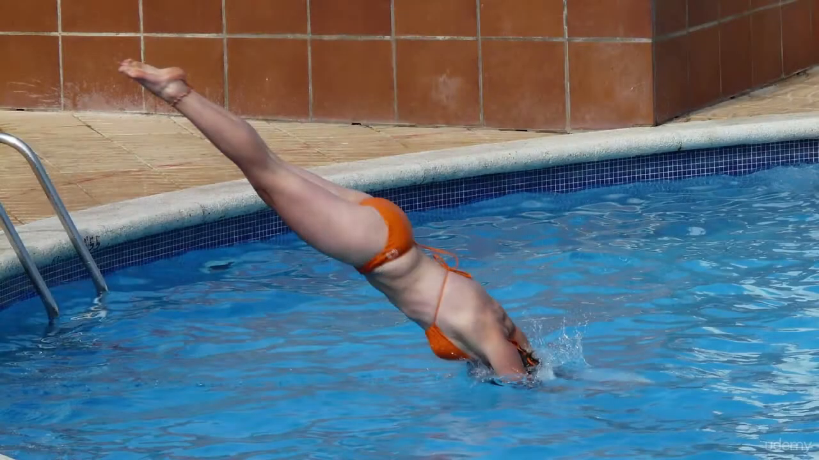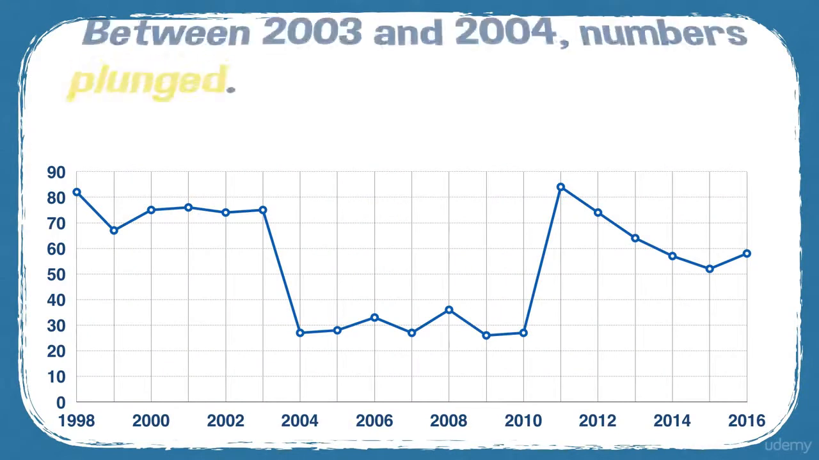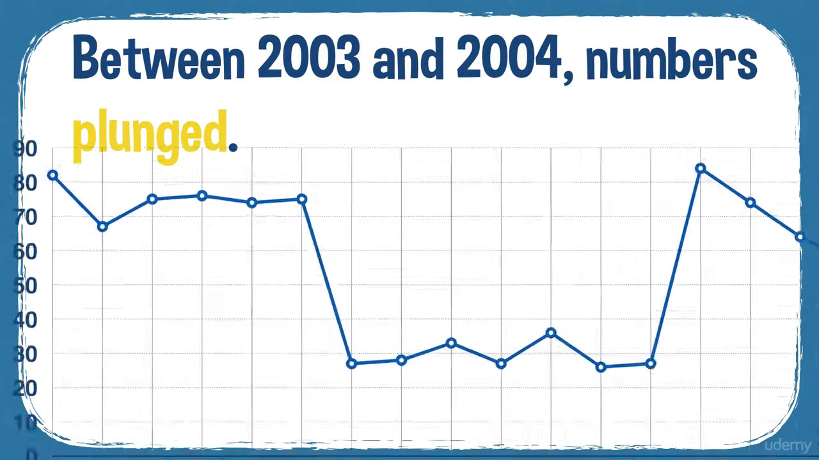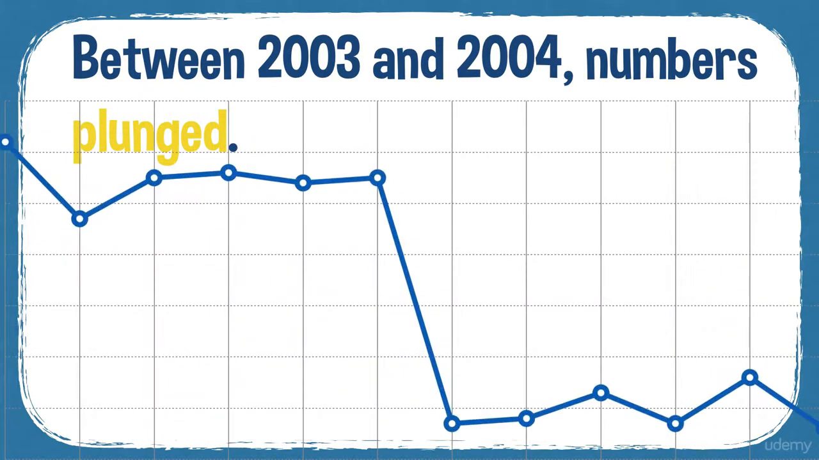Our next word is one of my favourite words in the English language: plunge. The G on the N is the J soft sound, plunge. So if numbers plunge, they go down really fast, like this woman plunging into a swimming pool. As you can see by her angle, it's a steep and fast drop down. So you could say on this graph, between 2003 and 2004, numbers plunged. That's really the only place that numbers plunge on that graph.